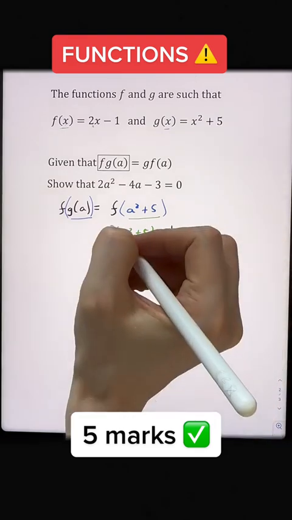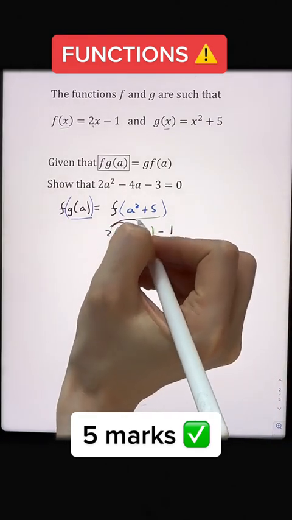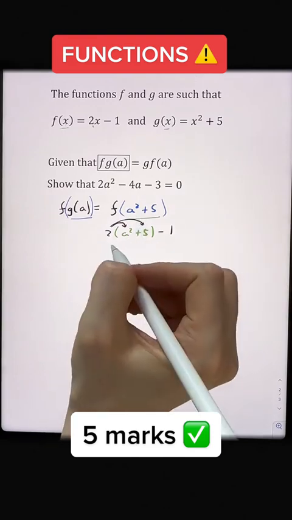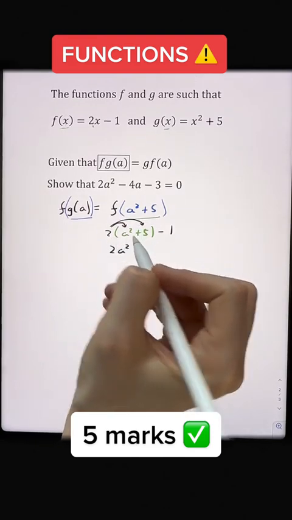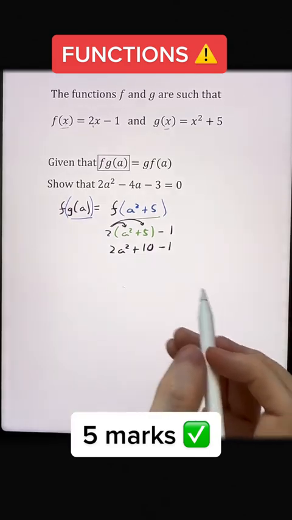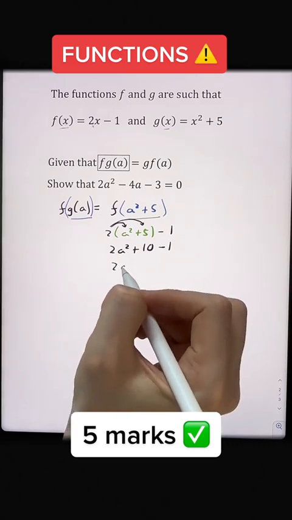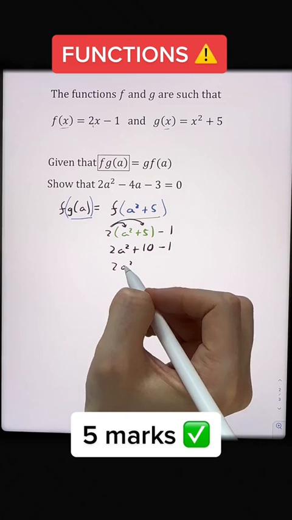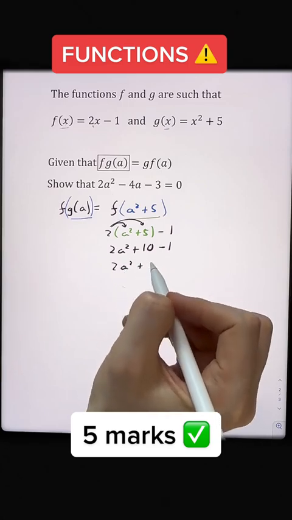Expanding my single bracket, whatever's outside, I multiply by each term directly inside. Here, 2 times a squared will give us 2a squared, and 2 times 5 gives us 10. I've still got the negative 1 outside. Collecting like terms, I've got 2a squared, and no other term ending in a squared, so I write that down. And I've got 10 subtract 1, which gives us 9.